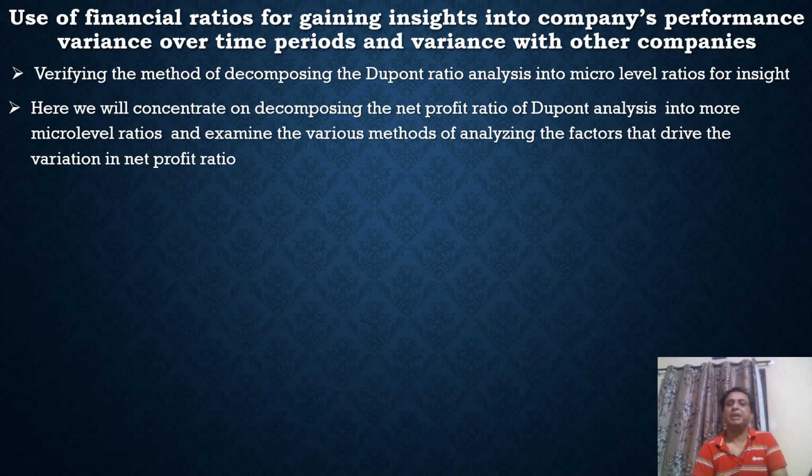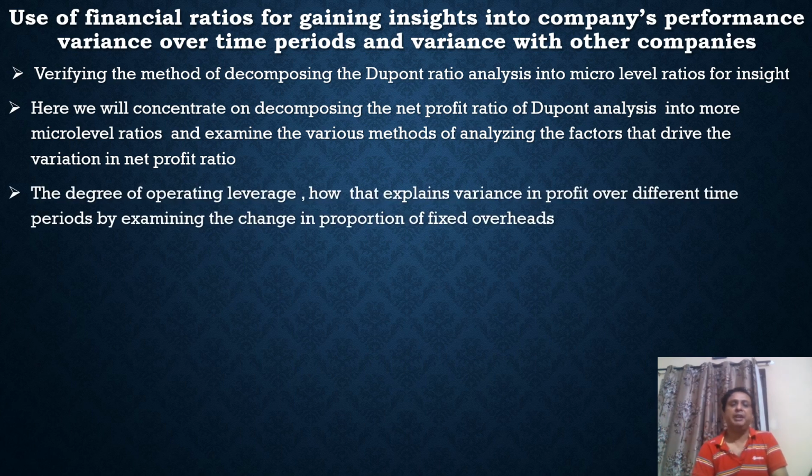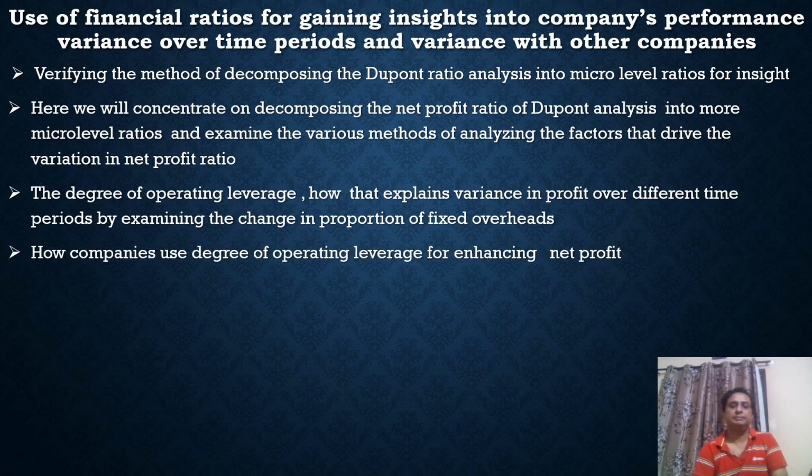Here we'll concentrate on decomposing the net profit ratio of DuPont analysis into more micro-level ratios and examine the various methods of analyzing the factors that drive the variation in net profit ratio. The degree of operating leverage, and how that explains variance in the profit over different time periods by examining the change in proportion of fixed overheads. How companies use degree of operating leverage for enhancing the net profit.